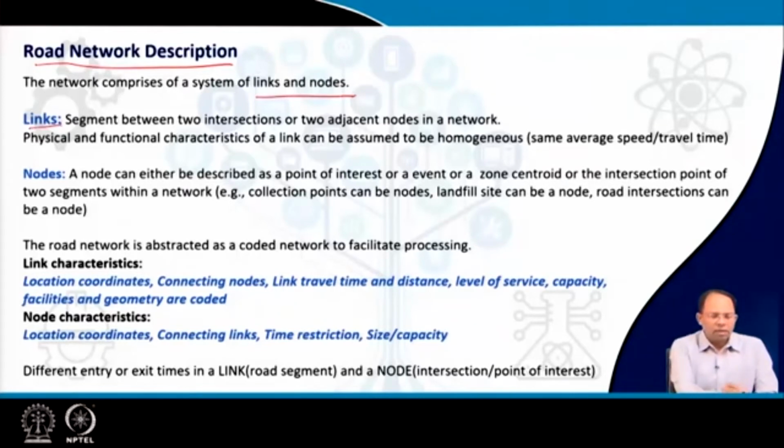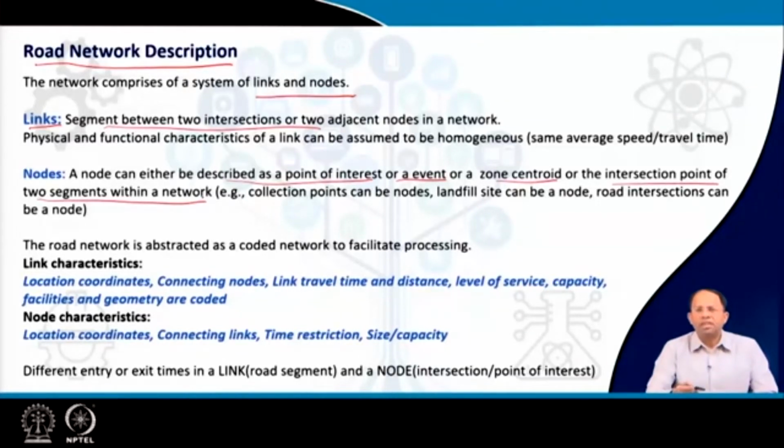So what are links? It's the segment between two intersections or two adjacent nodes in the network. So it's any segment between any two nodes. But what are these nodes in that case? A node can be described as a point of interest, for example, the location of a community bin, or an event, or a zone centroid. For example, a landfill site may be taking up a huge area. So when I say the road to the landfill site, it would be to the centroid of that landfill site, right? That is what we assume. So it could be a zone centroid, or it could be the intersection point of two segments within a network.